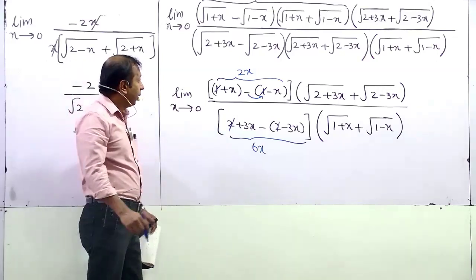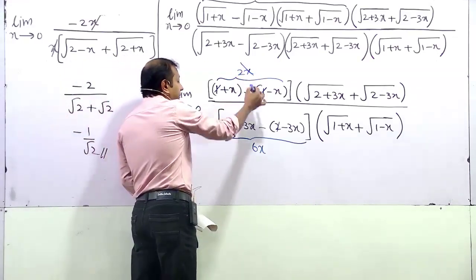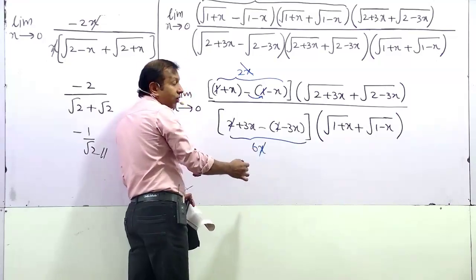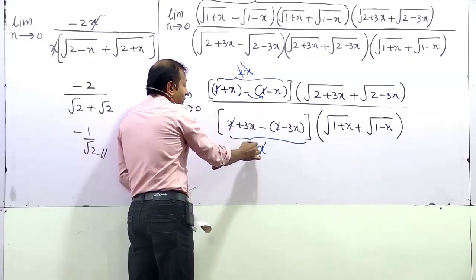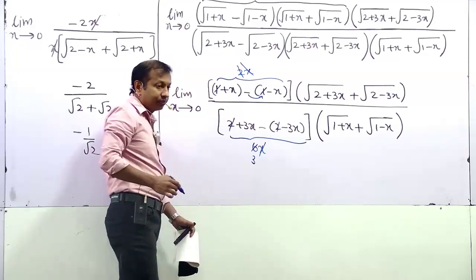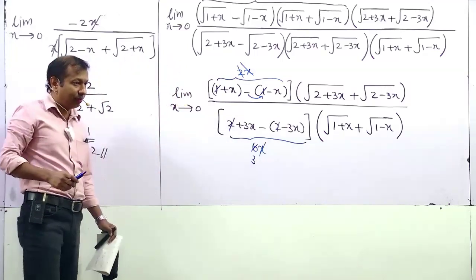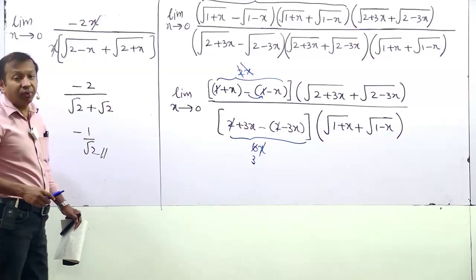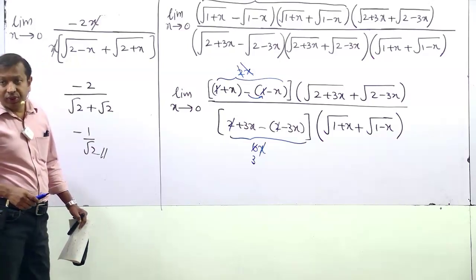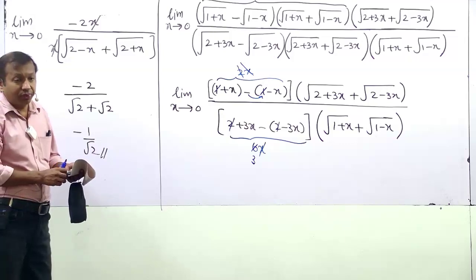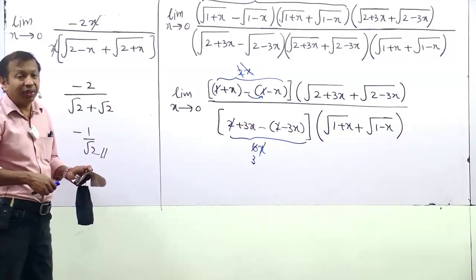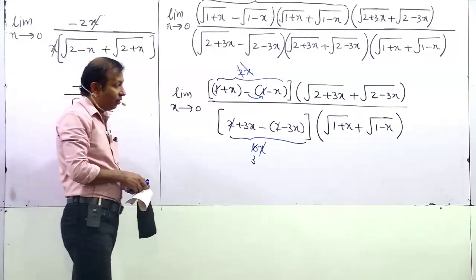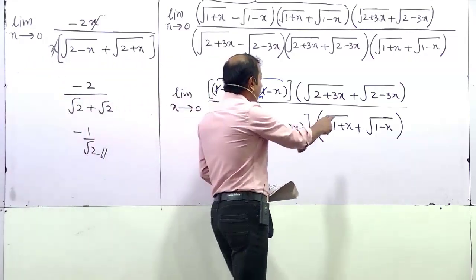Now, you can cancel this 1x here with this. Also, 2 and 6 we can cancel like this, 3. Right? Okay. Now we have cancelled x from numerator and denominator. Now this is the time to put x equals 0. Understood? No need to write one more step there. We'll write what x is 0 at these places.